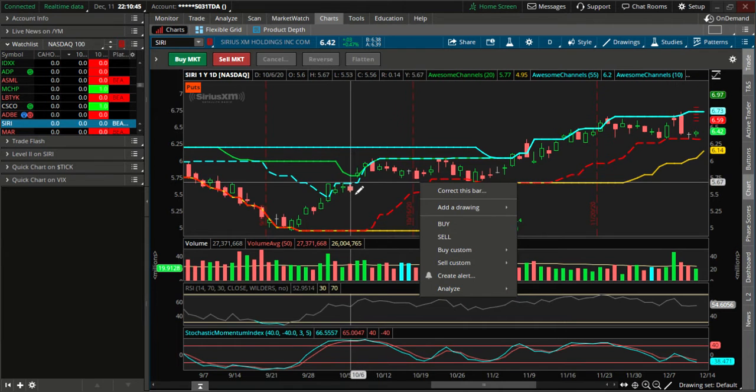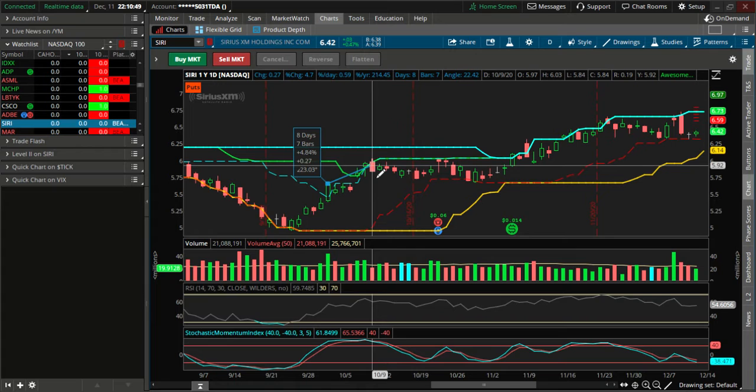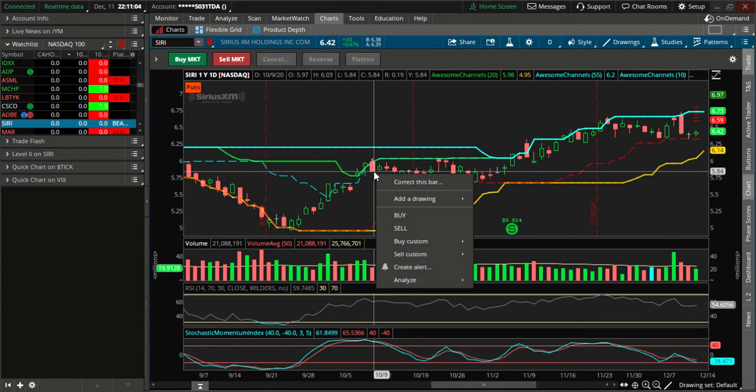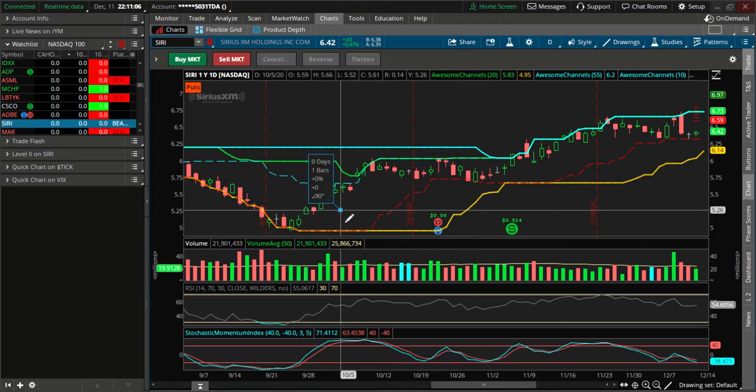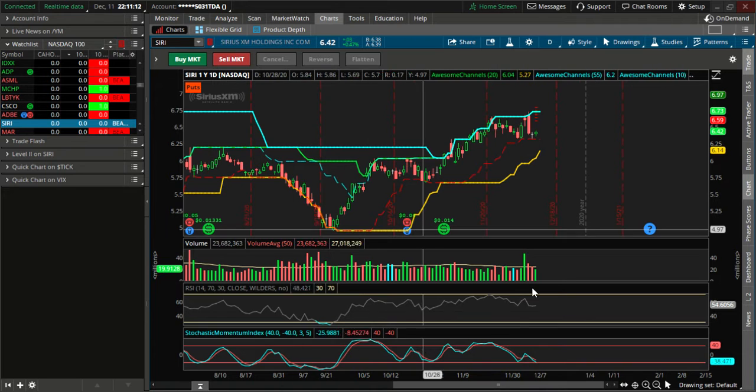Or you could have sold even sooner at this bearish engulfing candle, and sold out for 6% all the way down to about 3%. Or you could have just held it, and see what it did.